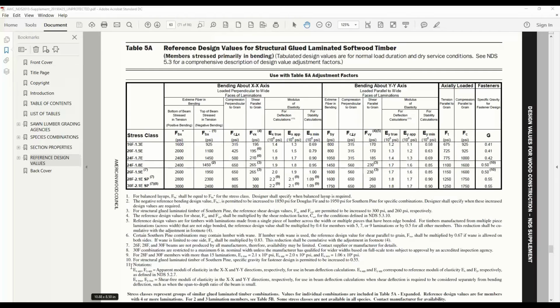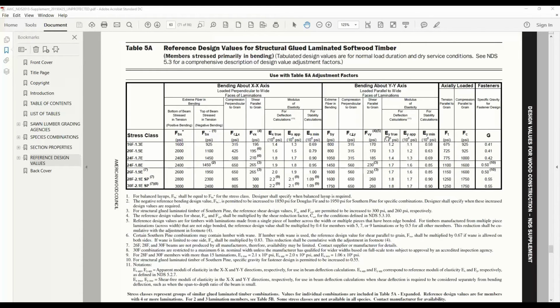E sub x min is comparable to the E min that we might be familiar with in our solid sawn lumber designs, and that value is used for your stability calculations. If you're calculating, for example, your beam stability factor, C sub L, you use that E min value in that calculation. In the footnote, we see that the E sub x APP, or apparent moduli of elasticity for the x direction, is for use in the beam deflection calculation.